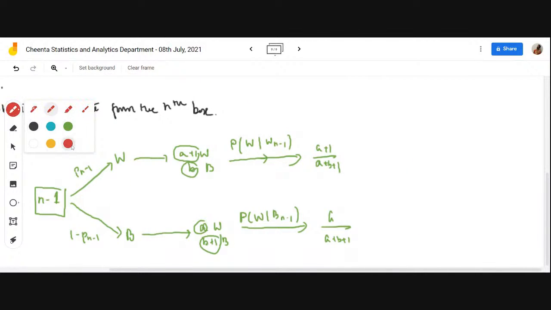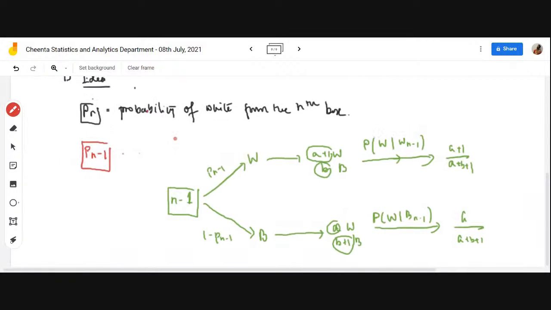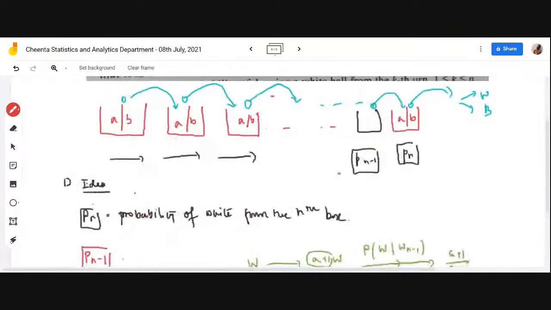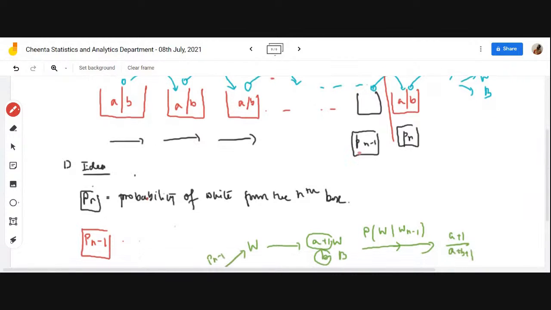So can you explain quickly again, sir? I'm lost with the Pn, sir. Yeah, Pn is the probability that it's the white ball. So let's say the experiment stopped over here, okay? Then that is Pn minus 1. So Pn minus 1 is the probability that the ball is white. You pick up a ball that is white. That is the probability of Pn minus 1.